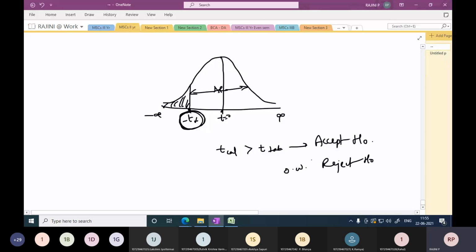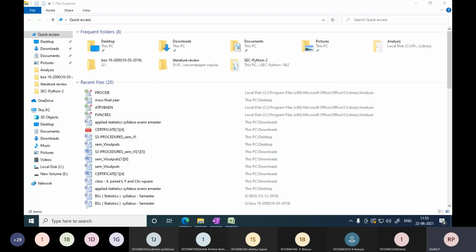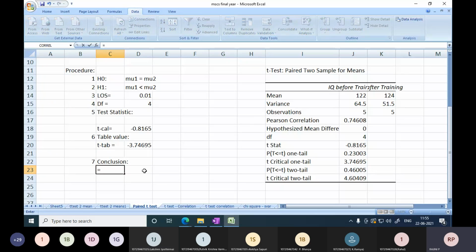Did you understand? Is it clear how to give the conclusion? Yes, ma'am. Now write the conclusion: if, open the bracket, t cal value should be greater or lesser to accept? Greater than t tab. Then what will we do if t cal is greater than t tab? Accept H naught. Otherwise, what will you do? Reject H naught. Okay, this is the conclusion.